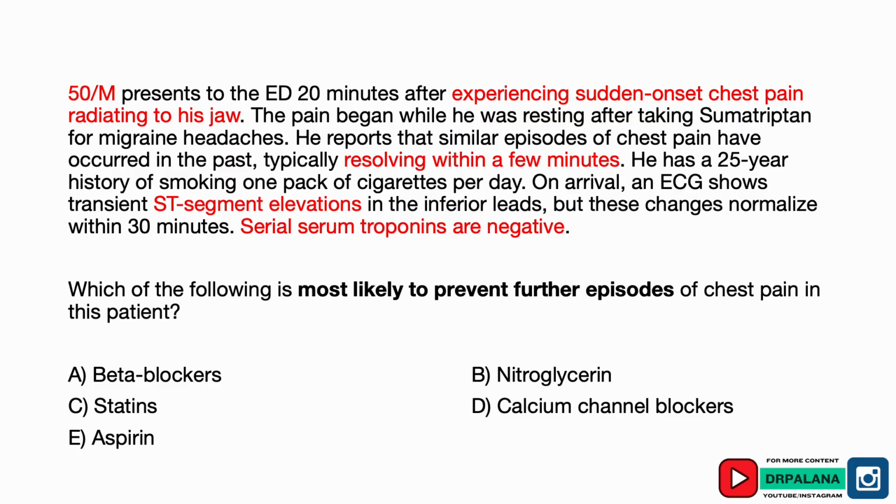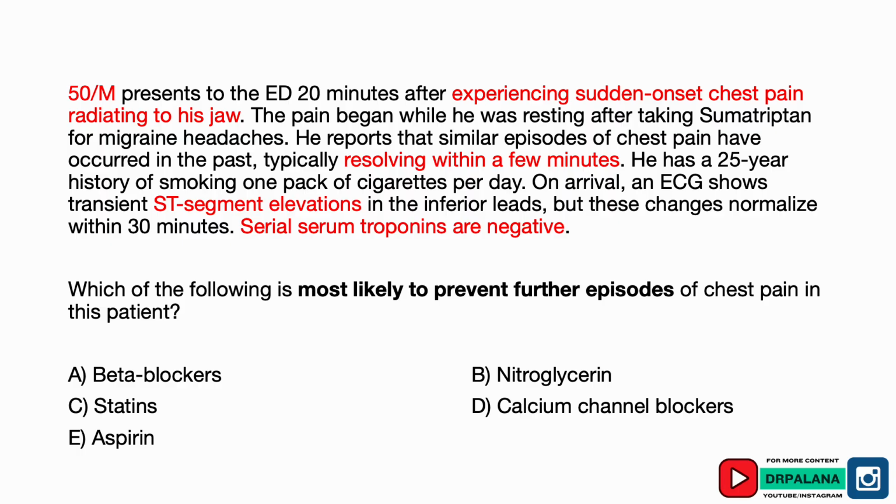A 50-year-old male presents to the emergency department 20 minutes after experiencing sudden onset chest pain radiating to his jaw. The pain began while he was resting after taking sumatriptan for migraine headaches. He reports that similar episodes of chest pain have occurred in the past, typically resolving within a few minutes. He has a 25-year history of smoking, 1 pack of cigarettes per day. On arrival, an ECG shows a transient ST segment elevation in the inferior leads, but these changes normalize within 30 minutes. Serial serum troponins are negative.